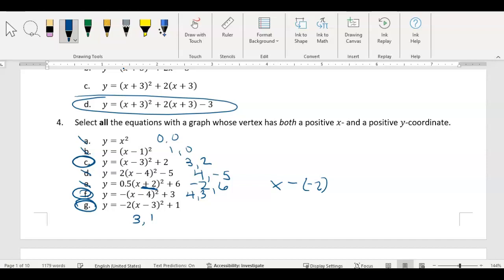Now these equations would be facing down, or open down. However, they do have both a positive x and y coordinate.